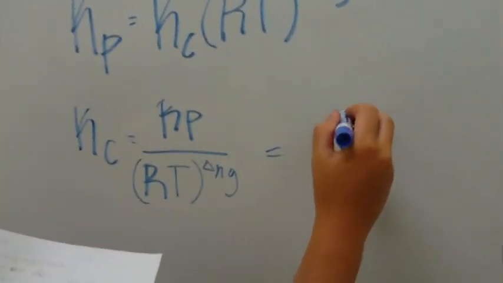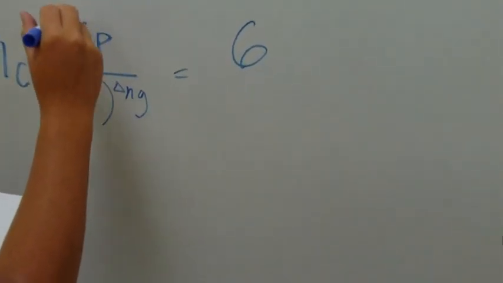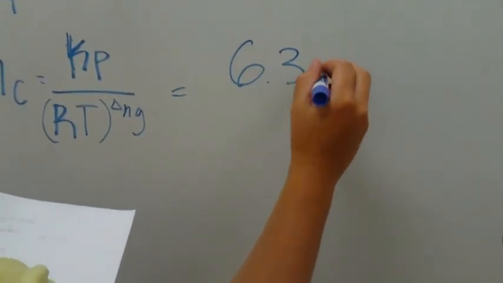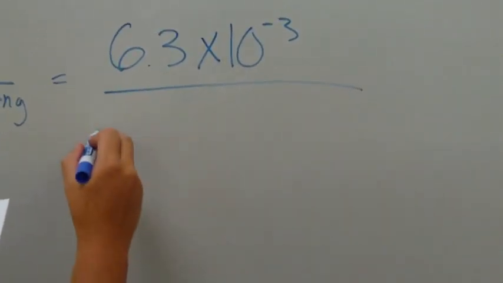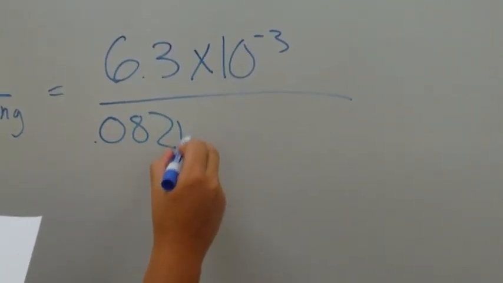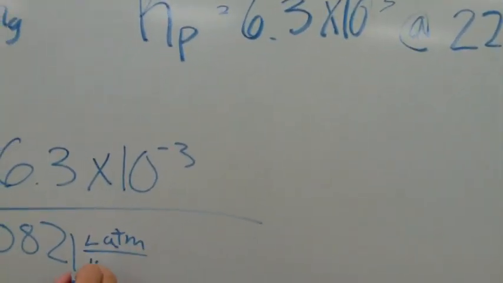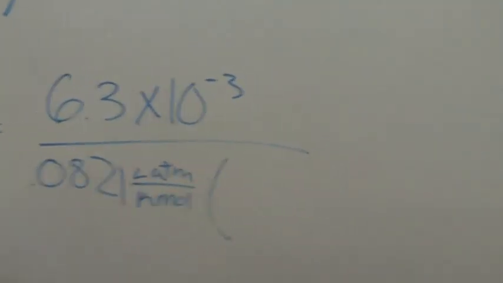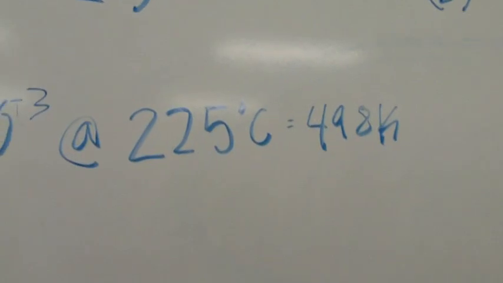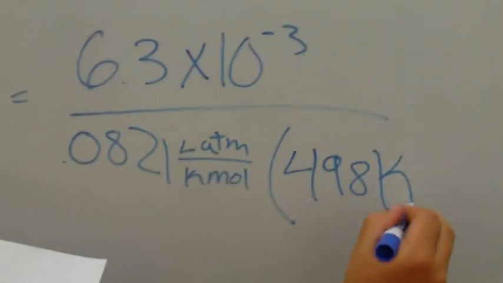All right, so if you just plug in the values right here, the Kp they told us was 6.3 times 10 to the -3. R is a constant, 0.0821 liters atm per mole Kelvin. And at 225 degrees Celsius, that converts over to 498 Kelvin.